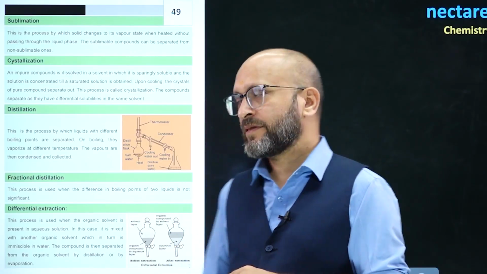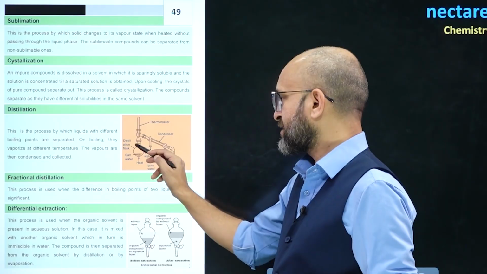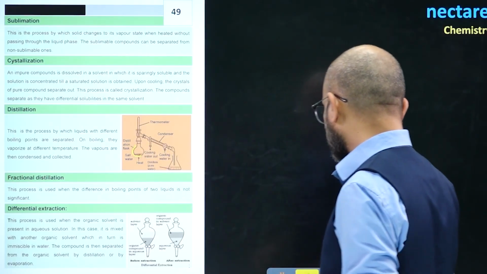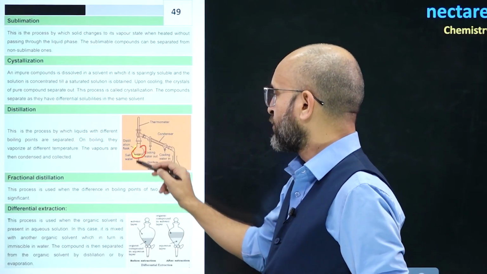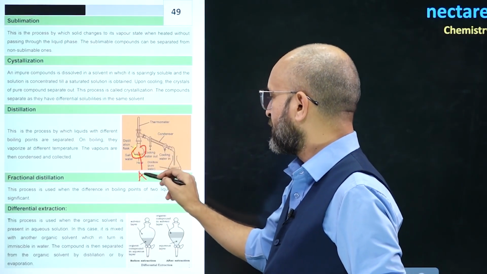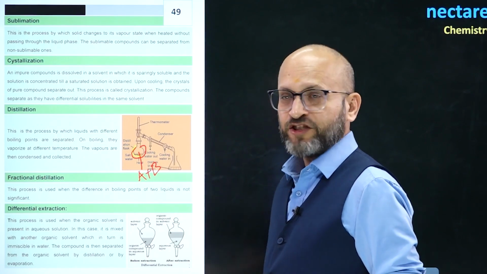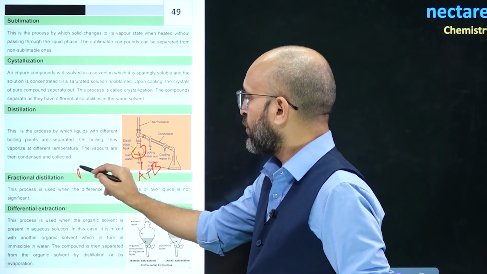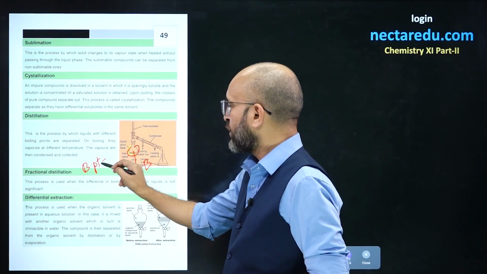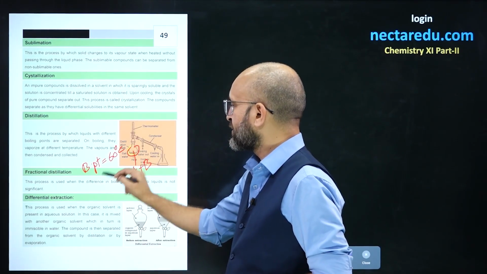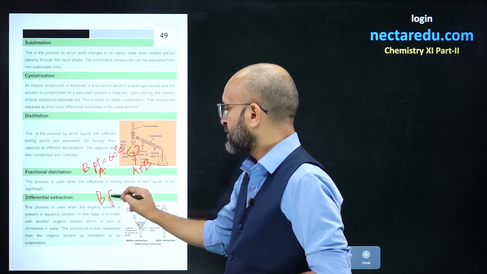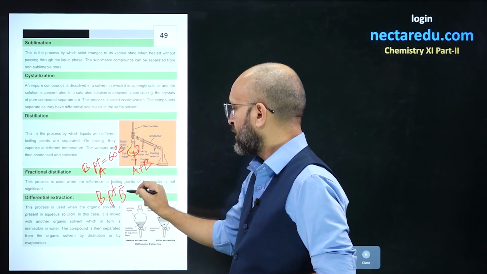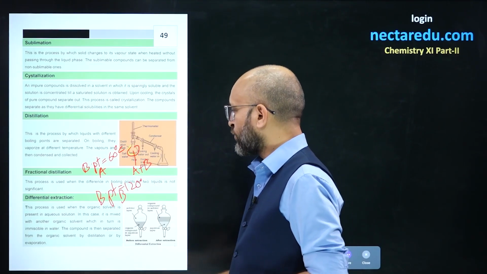In distillation, this is a setup of distillation, and if I explain, in such a container you have, let's say, A and B, A plus B present in the mixture. The boiling point of A is 60 degrees Celsius, and the boiling point of B is, for that matter, 120 degrees Celsius. So, what do you think?